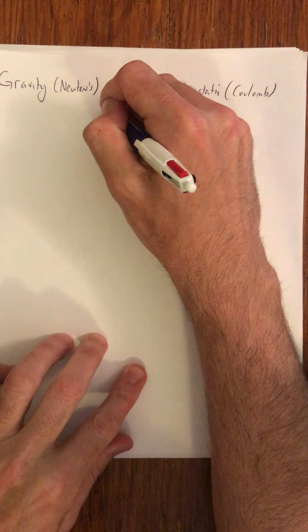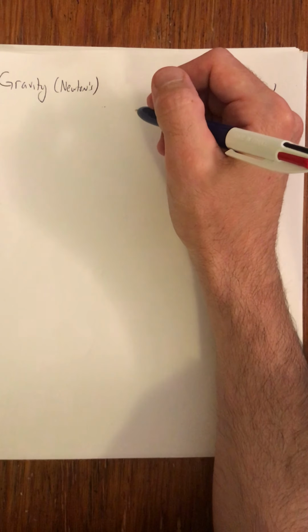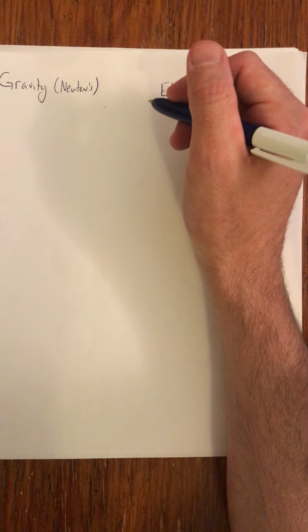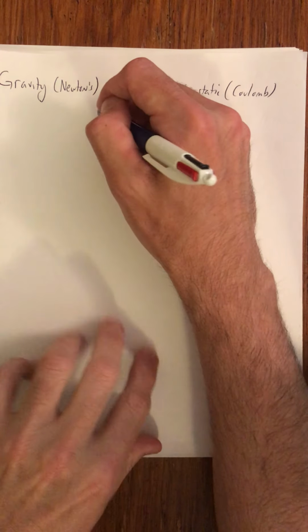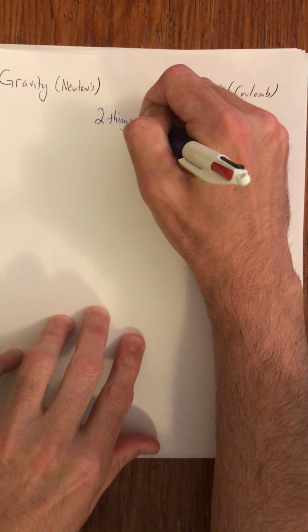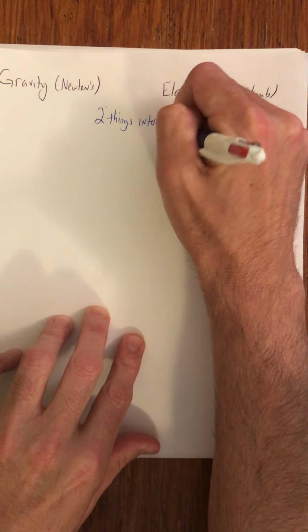Well, they're both forces, right? But let's take another step. If they are both forces, what's got to happen? What's the minimum requirement for there to be a force? There has to be two things interacting, right? Because that is the minimum requirement to get a force.